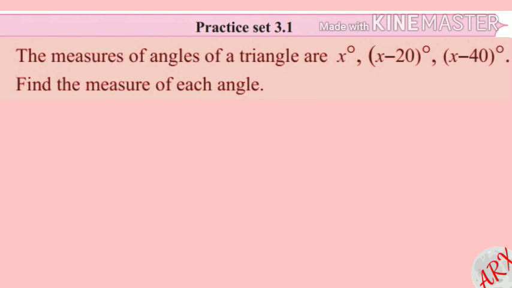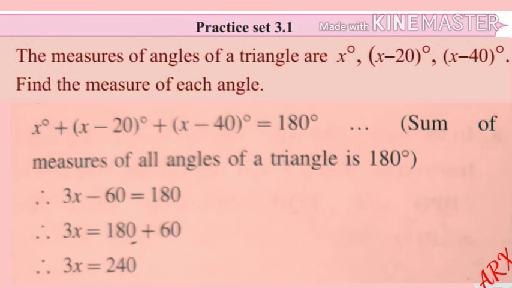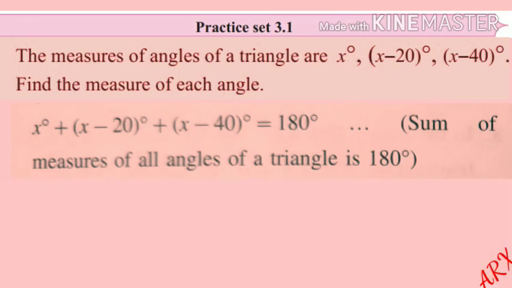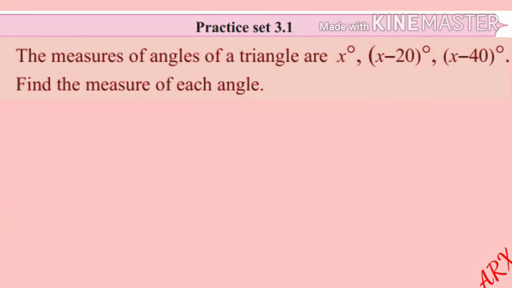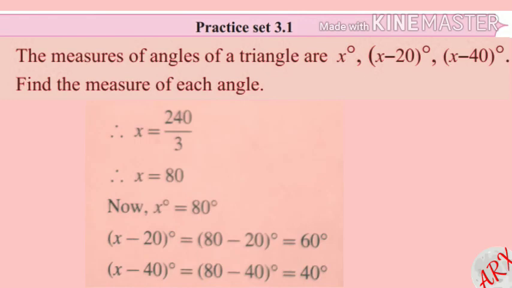Question number 3. The measures of angles of a triangle are x degree, x minus 20 degree, x minus 40 degree. Find the measure of each angle. Now, as we know, the sum of the measures of all angles of a triangle is 180. Therefore, x plus x minus 20 plus x minus 40 equal to 180. Therefore, 3x minus 60 equal to 180. Now shift 60 towards the right hand side. Therefore, 3x equal to 180 plus 60. Now 3x equal to 240.